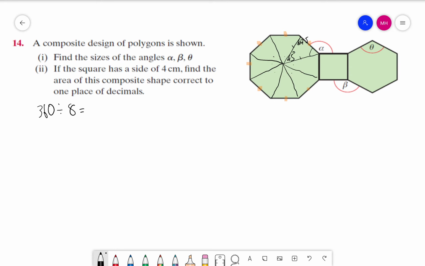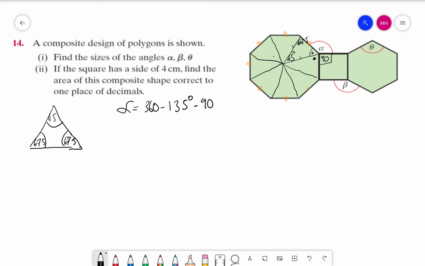So I'll just draw each triangle that we'll be dealing with as we go through here. Got a triangle here. It's 45, 67.5. Okay, so you get the idea. So if this here is 67.5, this here is 67.5, and this here we know to be 90. So to work out this angle here, we have to take those away from 360. So alpha is going to be equal to 360 minus 67.5, and 67.5 is 135, also minus your 90. So alpha is equal to 135 degrees.